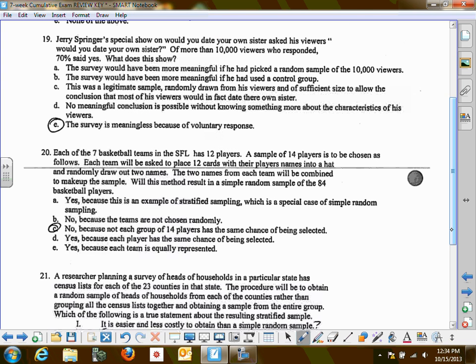19 is E, because that was voluntary response. So it renders the information meaningless because it suffered from bias.